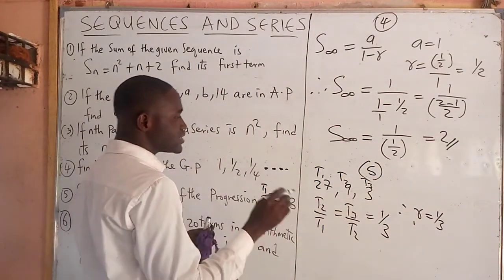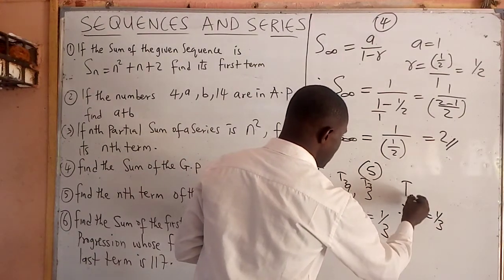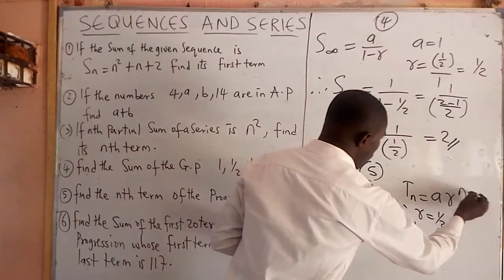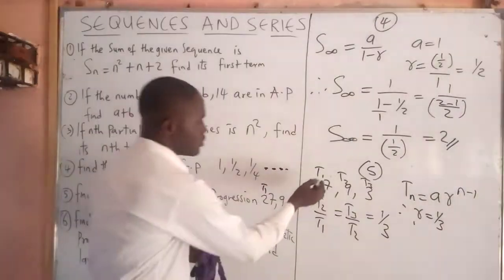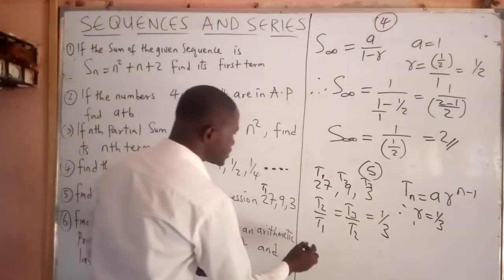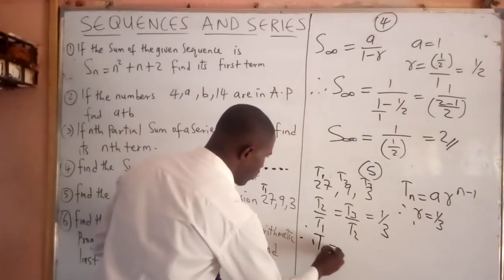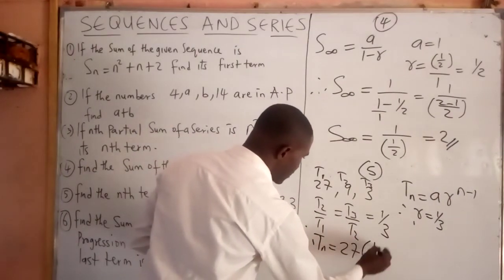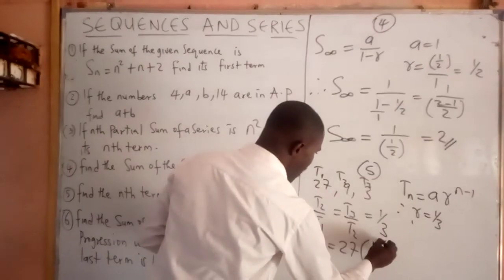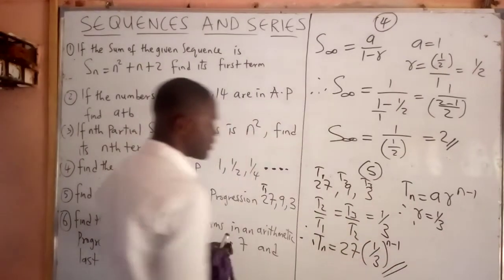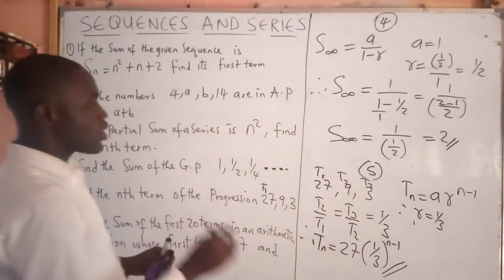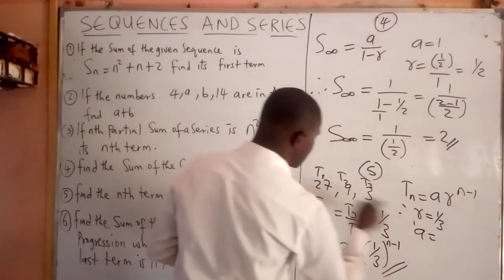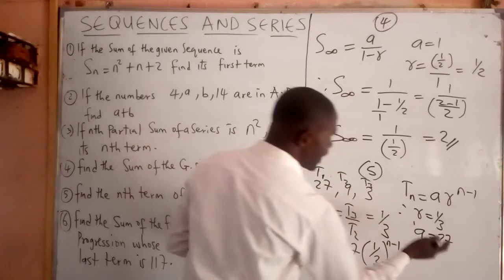Now, since it's a GP, you say Tn equal to A R raised to the power of n minus 1. What is your A? A is the first term. You now say, therefore, Tn equal to 27, which is your first term, bracket 1 over 3, which is your R, raised to the power of n minus 1. Answer. Because when this divides this, it is 1 over 3, and your A means the first one, 27. So that is it.